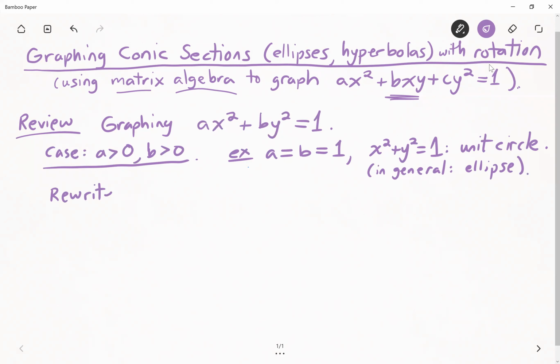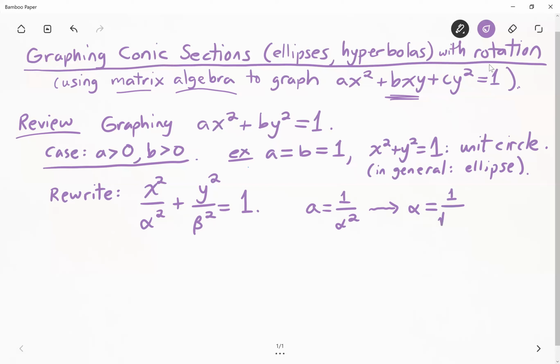Specifically, we're going to rewrite this function in the form x squared over alpha squared plus y squared over beta squared is equal to 1. In other words, the coefficient of x squared, a, we're replacing that with 1 over alpha squared. And if you want to find out what alpha is, you can solve that expression for alpha, and you will find that alpha equals 1 over the square root of a. This is one of the reasons it's very important for a to be a positive number.